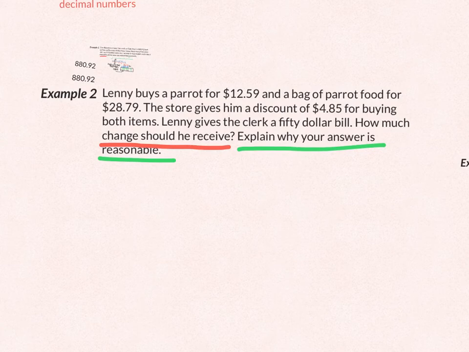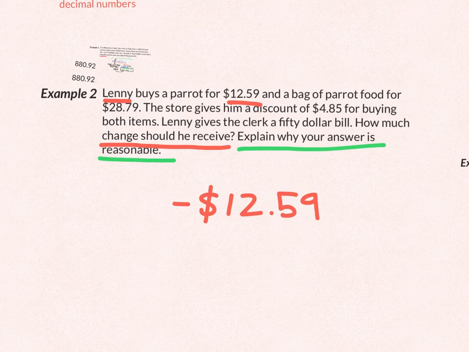Okay, so how do we make sense of this word problem? So you have this guy Lenny, and he's buying 2 things, a parrot and a bag of parrot food. So when you buy things, you have to pay money for them, right? So we can think of it as he's going to have to pay $12.59. Let's subtract that from what he has. He's also going to have to pay $28.79. So we'll subtract that from what he has.